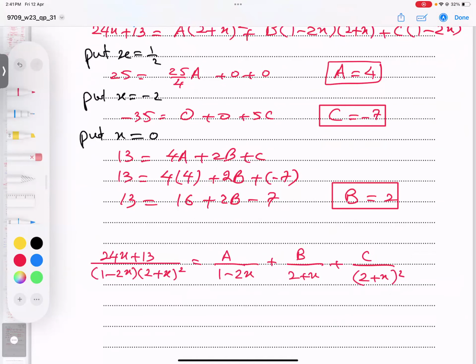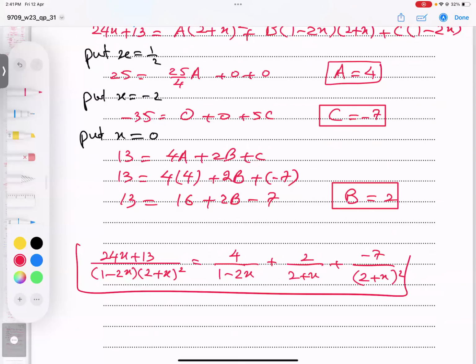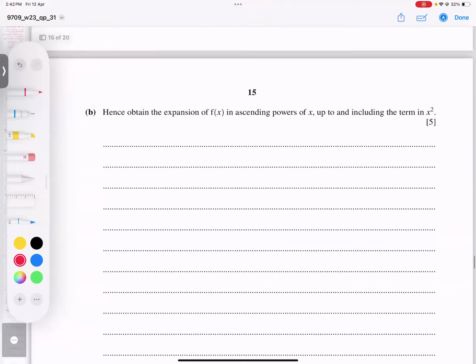Now I'm replacing the A, B, C values by the numbers. So A value is 4, B value is 2, C value is negative 7. So I believe the point is nothing hard. Alhamdulillah Rabbil Alameen, and we have done. So let's go for the next part.